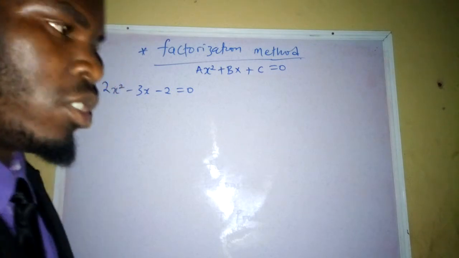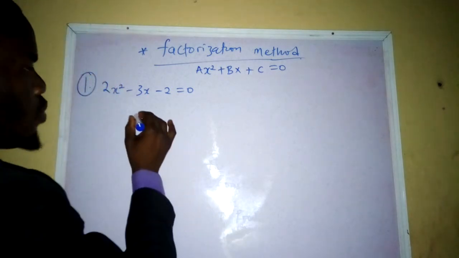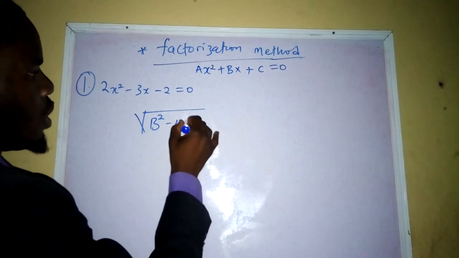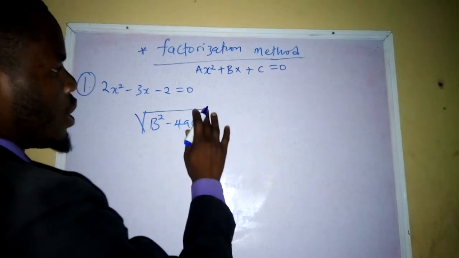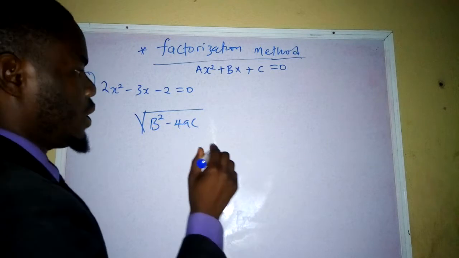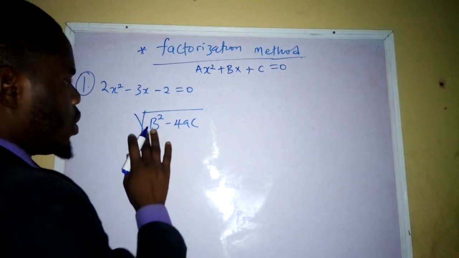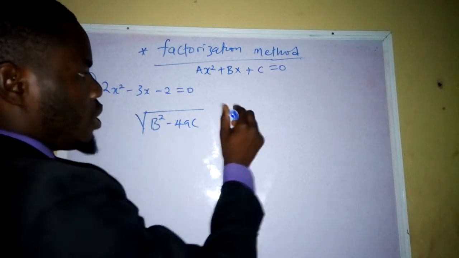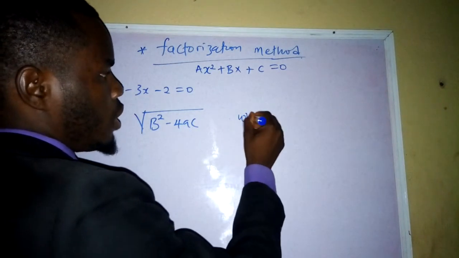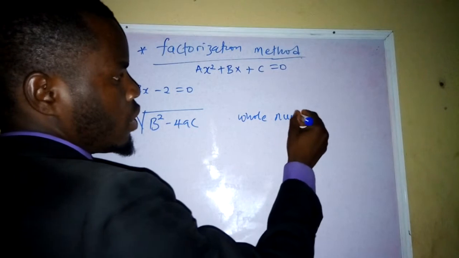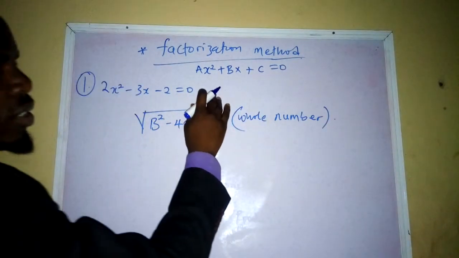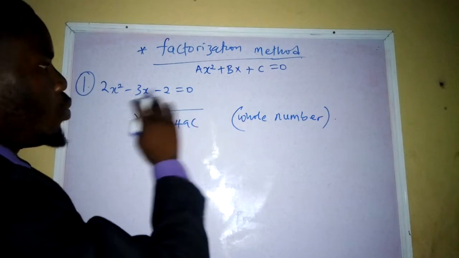What you need to do is to find out if the square root of b squared minus 4ac gives you a perfect square, or the result of the square root gives us a whole number. When it gives us a whole number, then it is factorizable. And we can test this, for learning's sake.